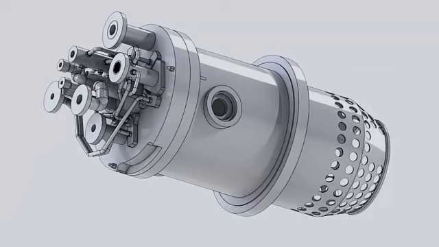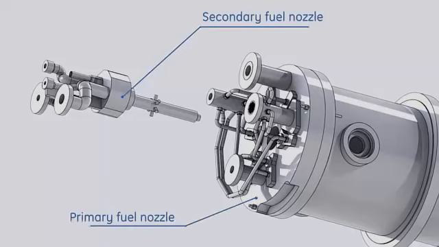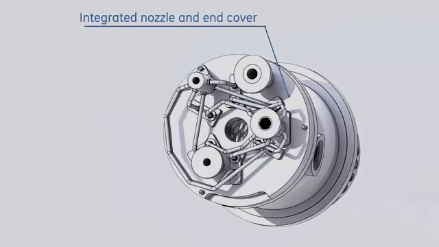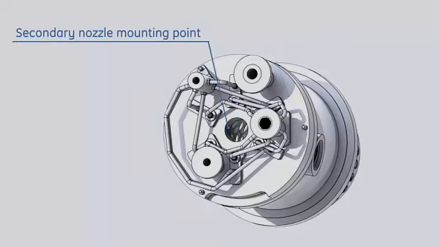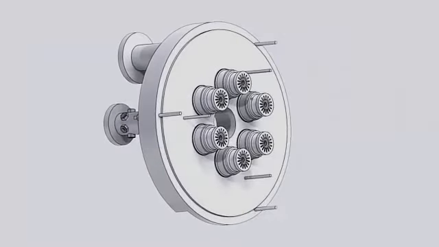As the DLN-1 system features 2 combustion zones, fuel is injected to the combustion chambers through the primary and the secondary nozzles. The primary fuel nozzle is functionally integrated with the combustion chamber end cover and provides a flange in the center for secondary nozzle mounting. Fuel is injected into the liner primary zone through 6 identical nozzles.